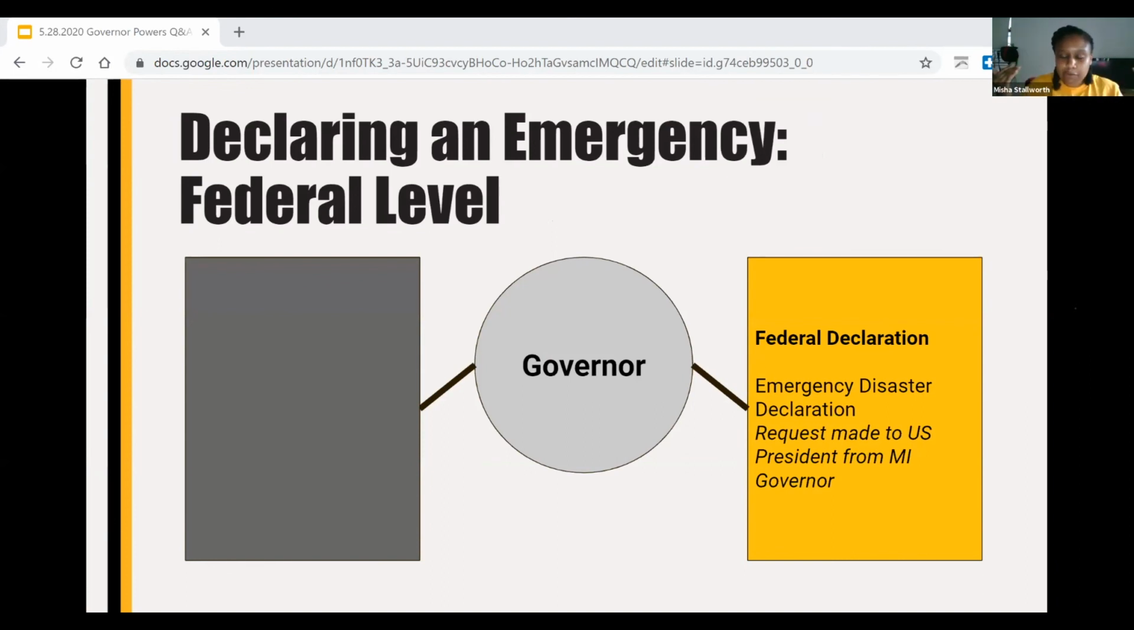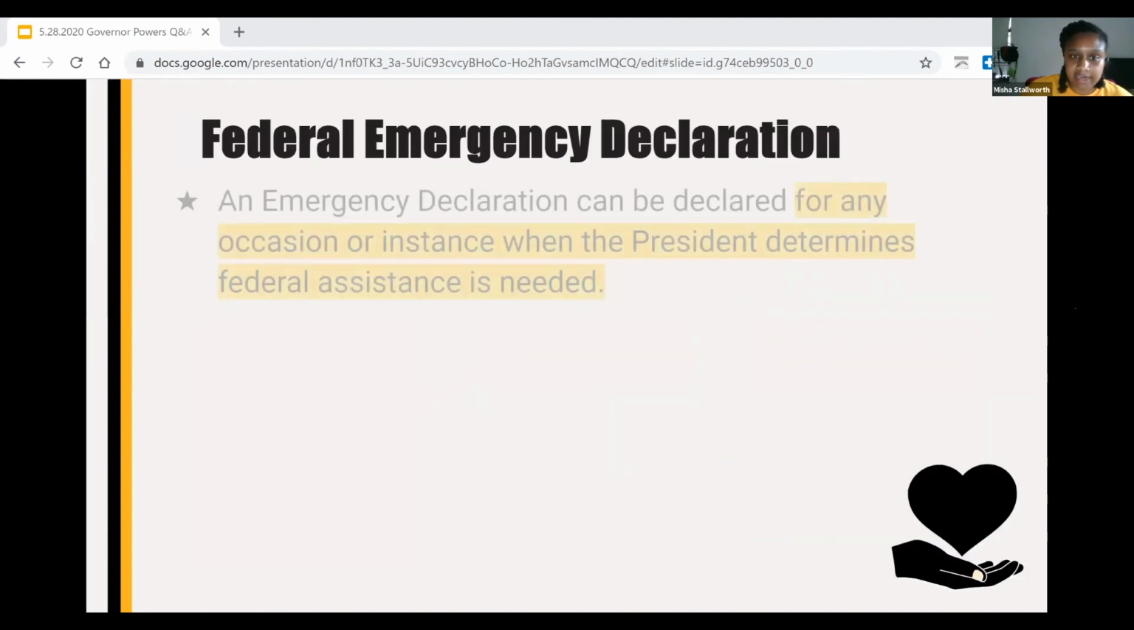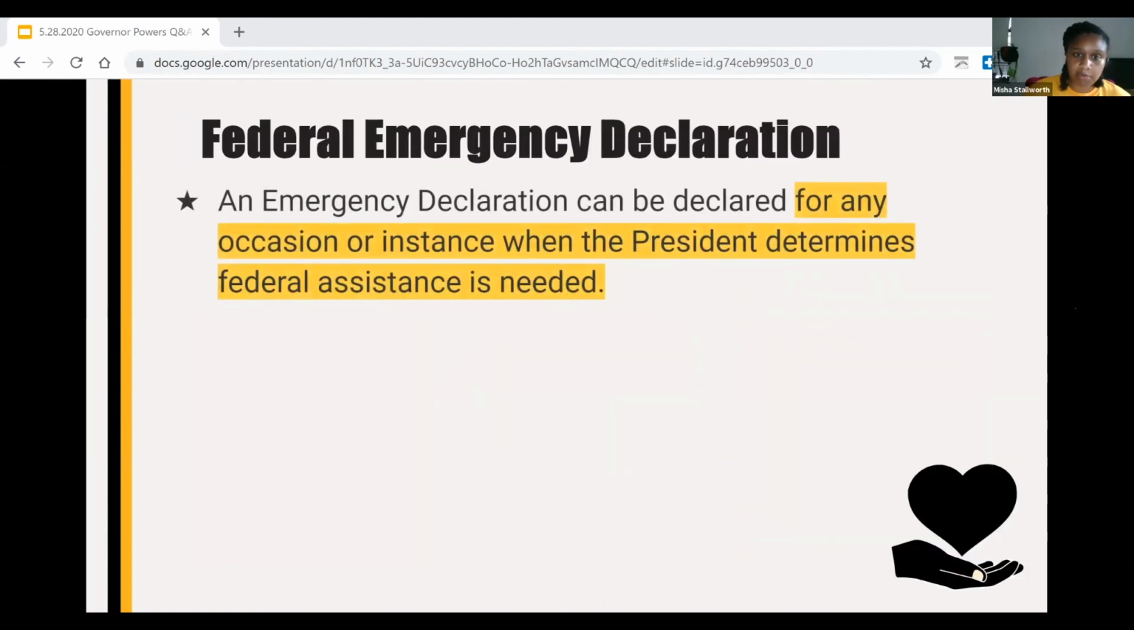Sometimes it can feel like we're just in the state on our own or just in the city on our own, but at all times our levels of government are interacting with one another and impact what resources we have access to, and how laws can be implemented and things like that. So when we look at the federal declaration, President Donald Trump declared a major disaster existed in Michigan March 28th.